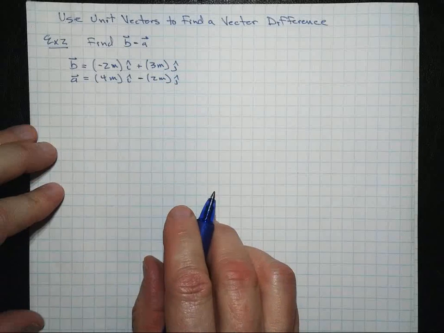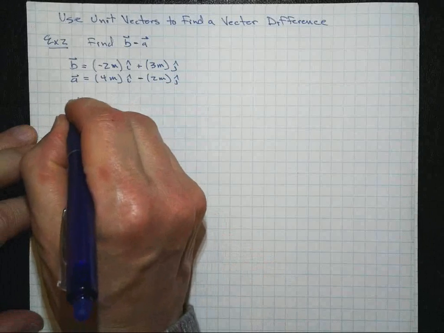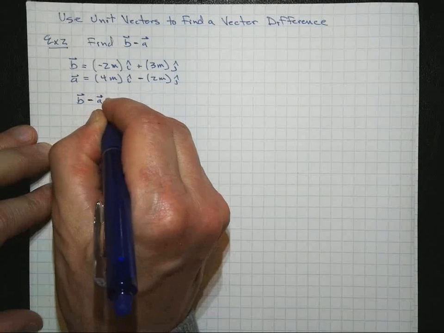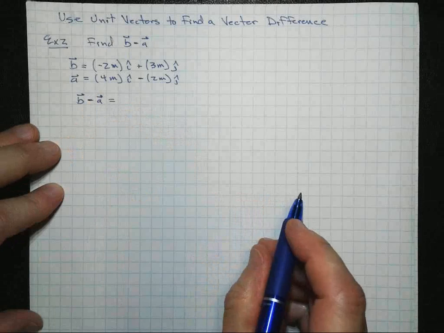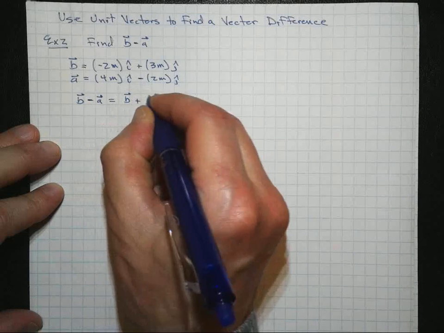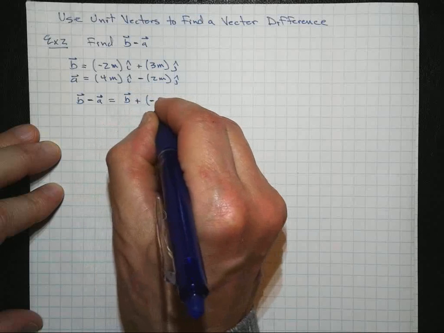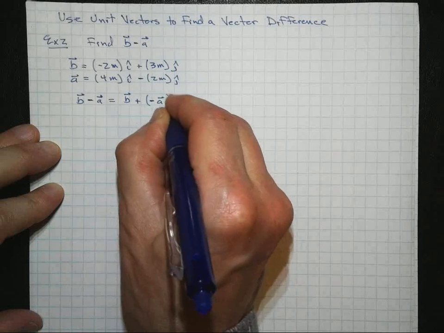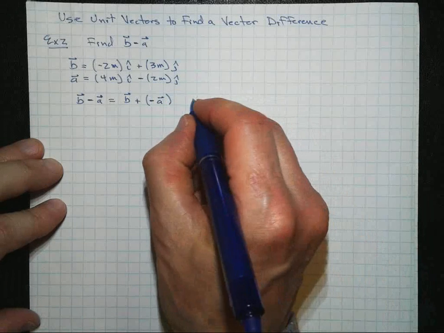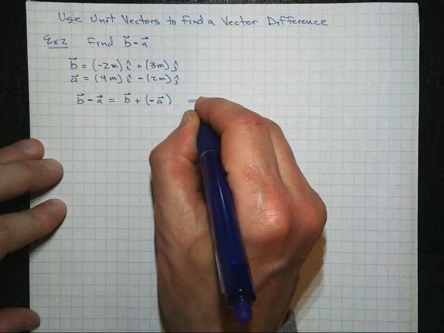Now what we want to do is find vector b minus vector a, and if you recall, if we were doing this head to tail, we would take vector b and add the negative of vector a graphically, head to tail. Now, how is this going to work with unit vectors? Well, it's going to work like this.